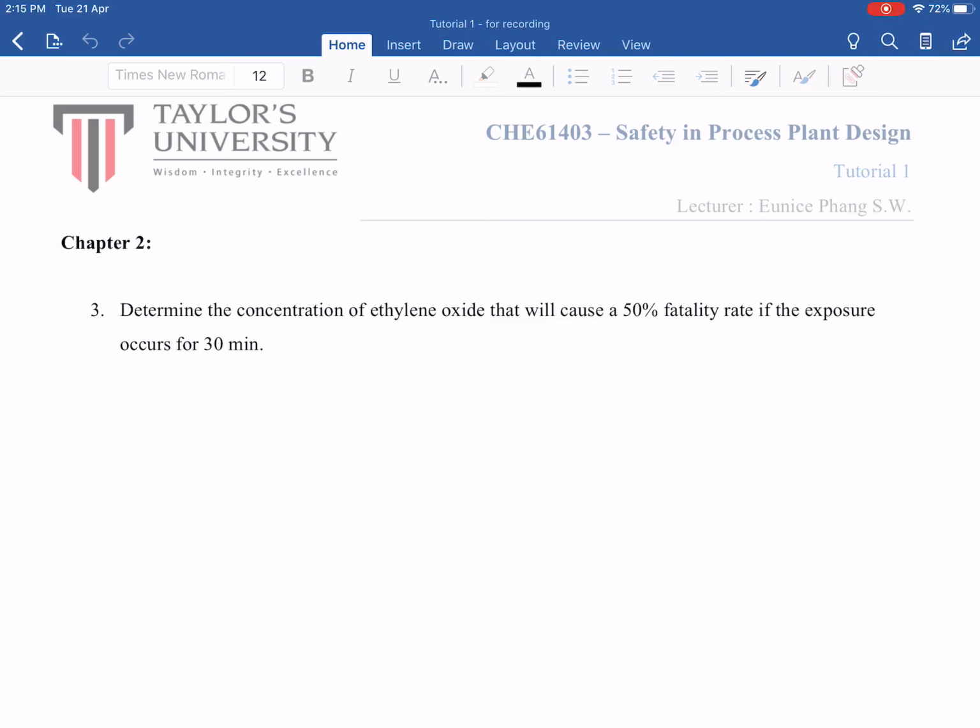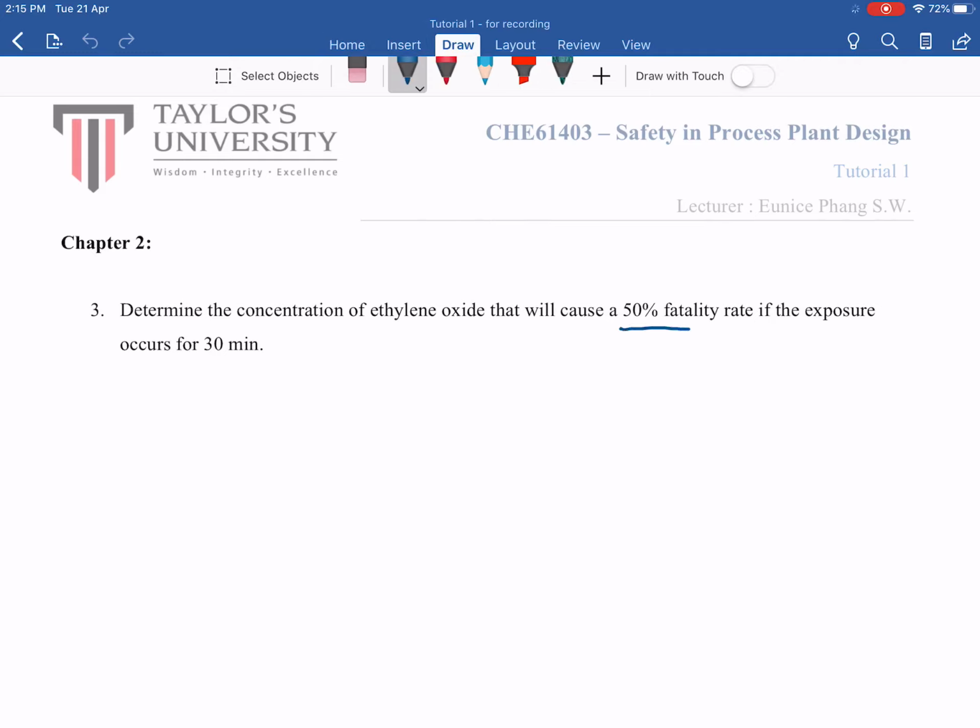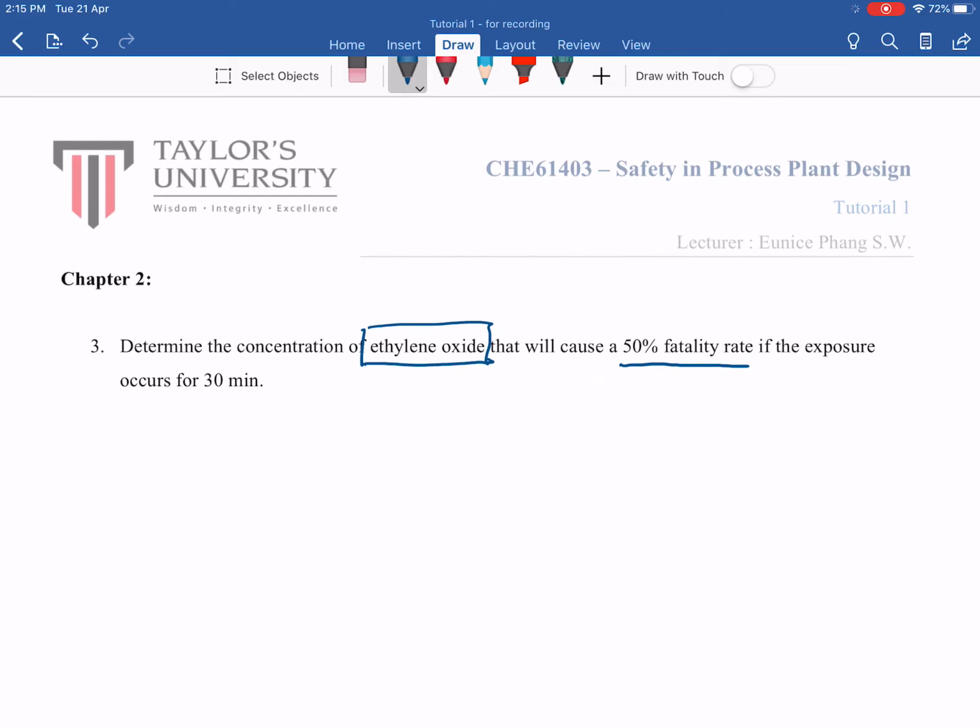Chapter 2, Question 3, or the first questions of Chapter 2. Determine the concentration of ethylene oxide that will cause 50% fatality. So let's draw this down first. We are looking for ethylene oxide, if the exposure occurs for 30 minutes, so meaning T equals 30 minutes, and we look at the probability of 50% fatality.